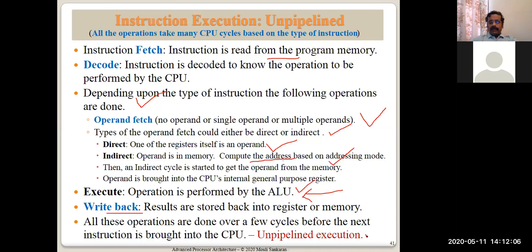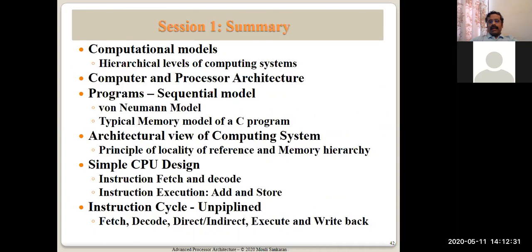All this happens over different cycles in an unpipelined execution. If the CPU does not have a pipeline hardware structure, then only one instruction can be read from the memory, and that one instruction goes through different stages before the next instruction is fetched. So we have come now to the end of the session today, not the end of the course.